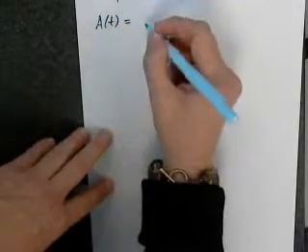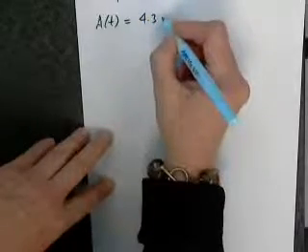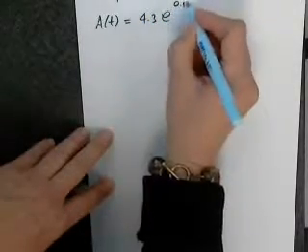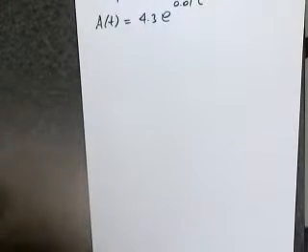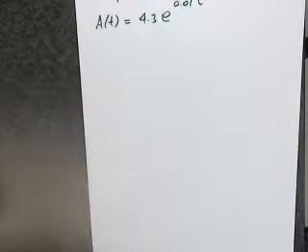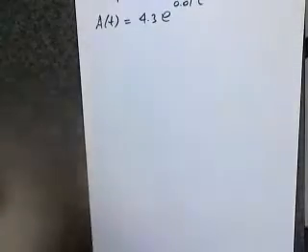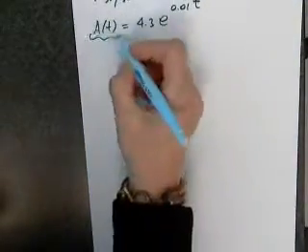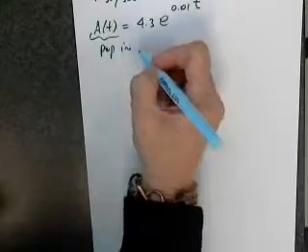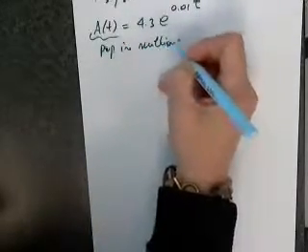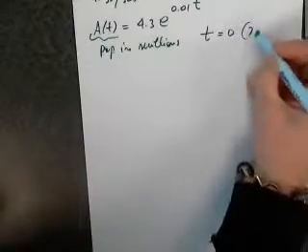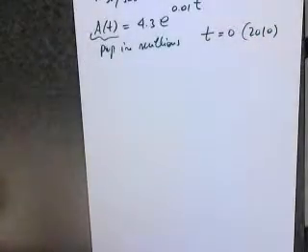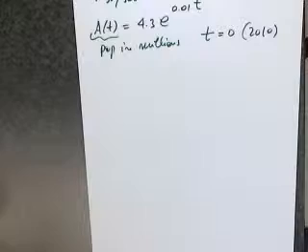So we have A of t, the growth model, which is 4.3 times e to the 0.01 t. It describes New Zealand's population, A, in millions, t years after 2010. So this is the population in millions. T is 0 for 2010. What is New Zealand's growth rate?